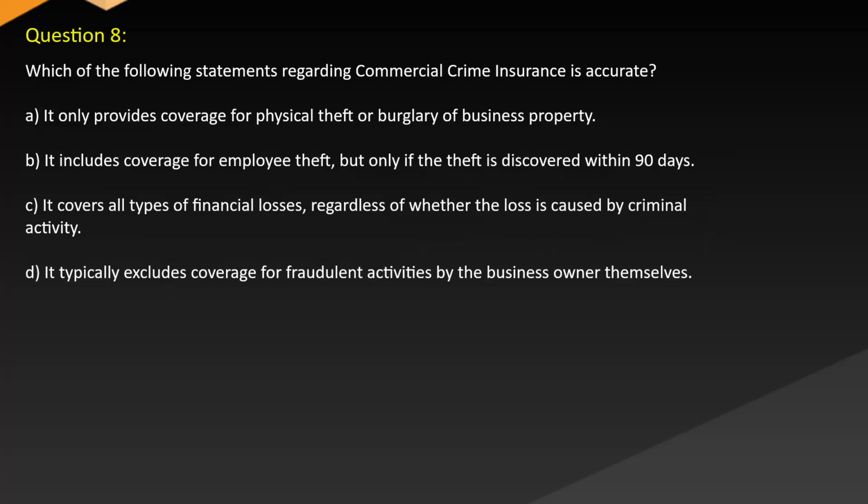Question 8. Which of the following statements regarding commercial crime insurance is accurate? A. It only provides coverage for physical theft or burglary of business property. B. It includes coverage for employee theft, but only if the theft is discovered within 90 days. C. It covers all types of financial losses, regardless of whether the loss is caused by criminal activity. D. It typically excludes coverage for fraudulent activities by the business owner themselves.